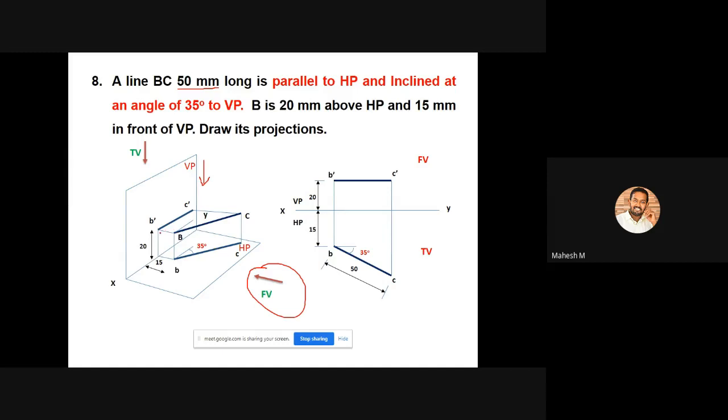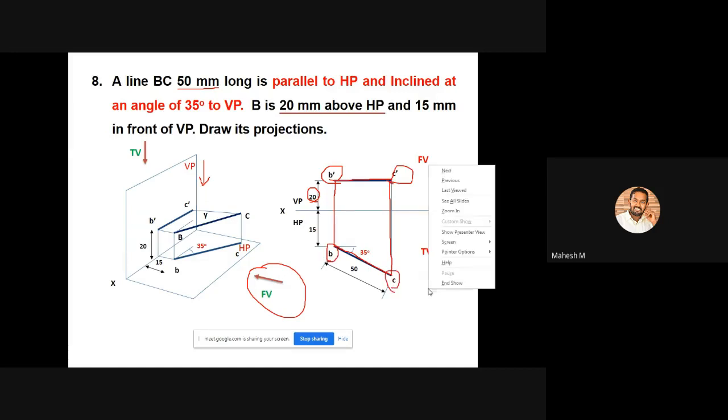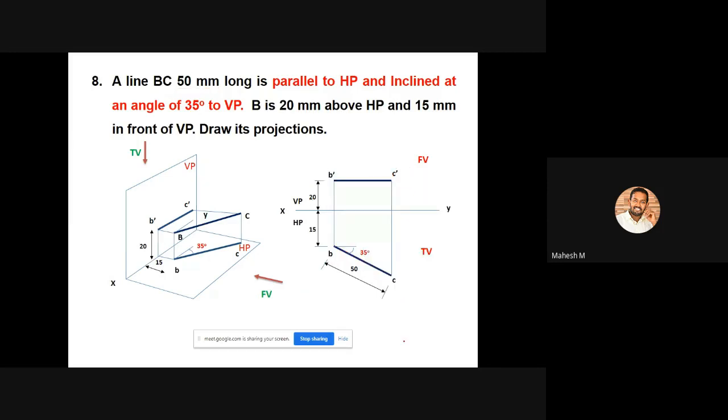Okay, so the front view will be a horizontal line. The top view will be an inclined line. So you can create a 35 degree inclined line. The length of the line should be 50 mm. Next, you can project these two points. The projection should be 20 mm above HP, because the condition is 20 mm above HP. So it should have a 20 mm distance from the reference line. Now you can connect these two points. You can name it as B dash and C dash. Here you can name it as B and C. So this one is directly opposite to our previous problem.